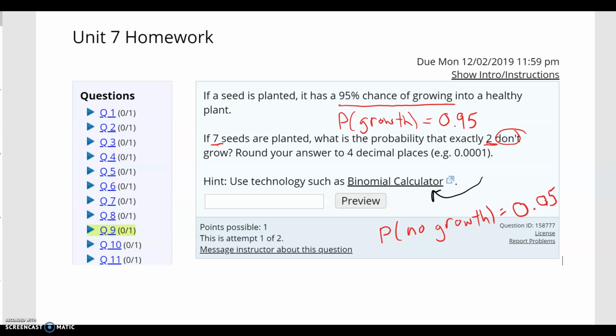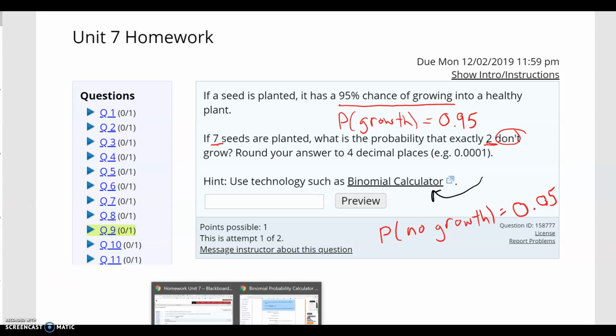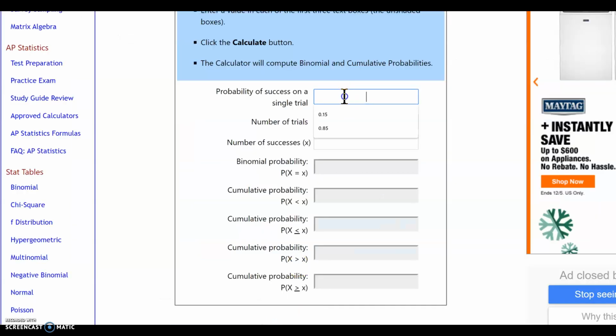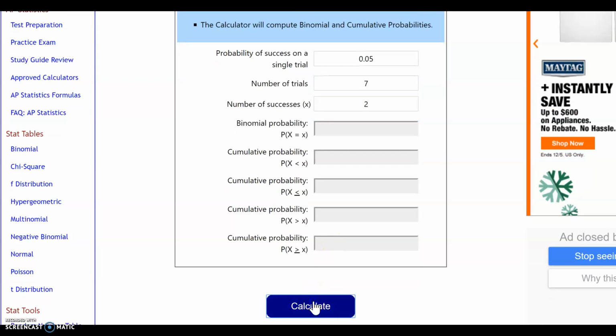So let me pull that up. All right, so the probability of success on a single trial. Remember, this is the probability of not growing, so I have to put that in there. The number of trials is 7. The number of successes I want is 2, because I want exactly 2 that don't grow. And then I just scroll down to the bottom and hit calculate.